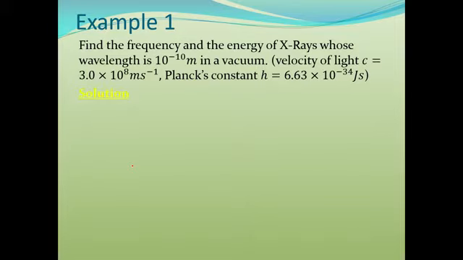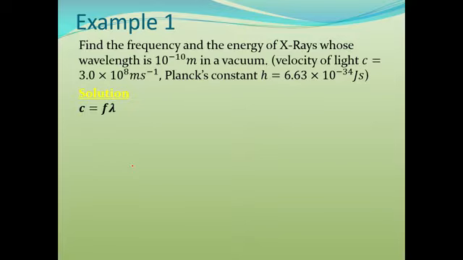So the solution: find the frequency and energy of X-rays whose wavelength is 10 by 10 power negative 10 meters in a vacuum, whereby the velocity of light is 3.0 by 10 power 8 meters per second. Planck's constant is 6.63 by 10 power negative 34 joule seconds.